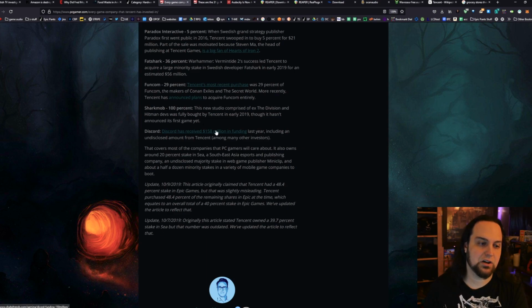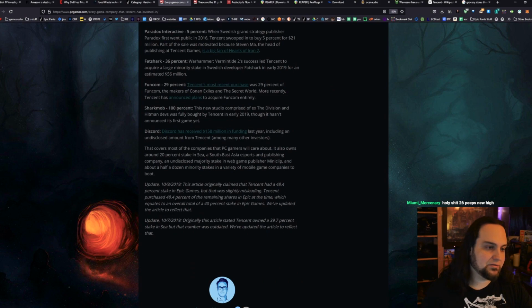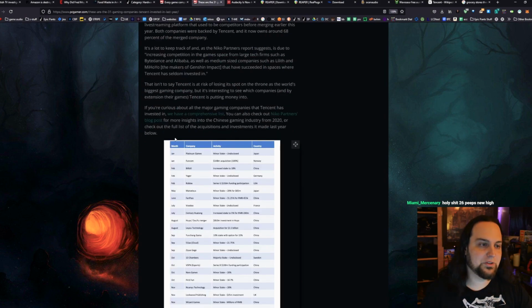Take a look at the bottom here. Discord received 158 million in funding. Discord is not a profitable company. They do not make money on their own. They need investors. And my guess is that Discord, they have to be harvesting information or something. I don't know how they're able to keep their doors open, but they get lots of money from Tencent. And that was last year's list.